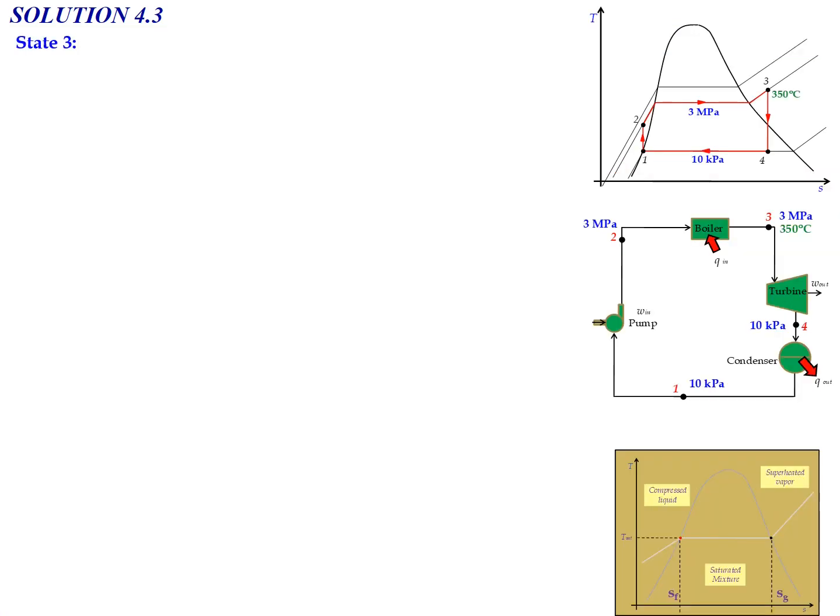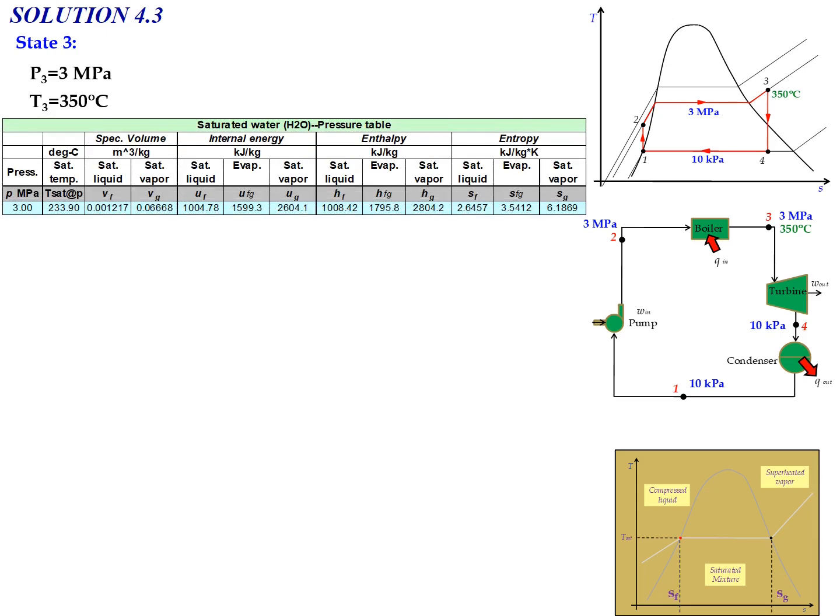Okay, for state number 3, the inlet condition of the turbine, P3 is already given, which is equal to 3 megapascal, and T3 is also already given in the question, which is equal to 350 degrees Celsius. So we already have two data, and actually we already know the phase is superheated vapor. However, let's say we want to check, to confirm the phase, we can use the saturated water table, because sometimes the problem will involve state number 3 being saturated vapor.